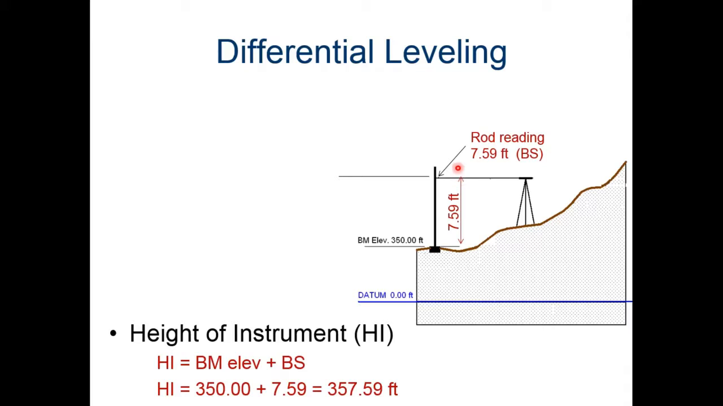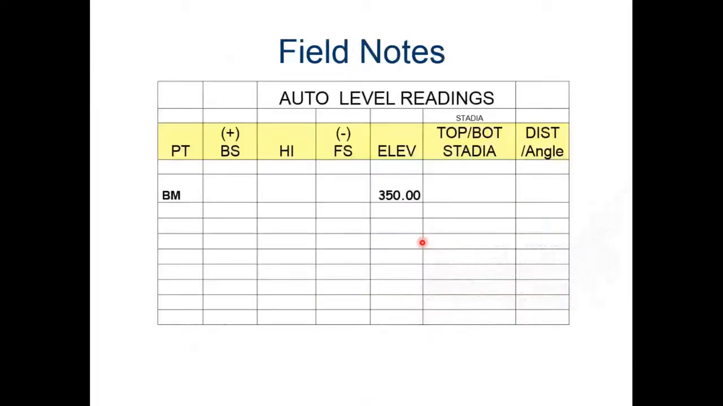In this case, we read our rod and it was 7.59 feet. We add that to our known elevation, and that's how we got 357.59. Remember, this was known. We knew that this was 350 feet in elevation. Okay, so this is what your chart looks like. Here's the point that you're on, backsight. HI stands for height of instrument. Front sight or foresight, elevation, top, bottom, stadia, and distance.